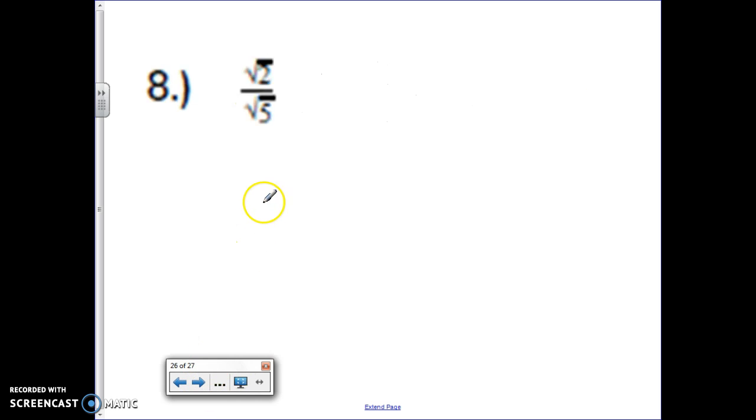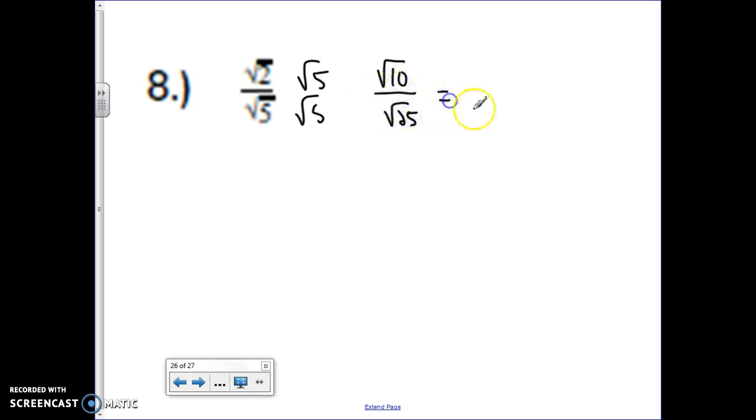Let's look at one more. In this case, I have 2 square roots, one on the top, one on the bottom. I want to get rid of the one on the bottom. I don't really care about the one on the top. I just want to get rid of the one on the bottom. So I'm going to multiply the top and the bottom by square root of 5. So I end up with square root of 10 over square root of 25. That leaves me with a 5 in the bottom, square root of 10 up top. I can't simplify it anymore because I don't have any other numbers outside my radical sign.